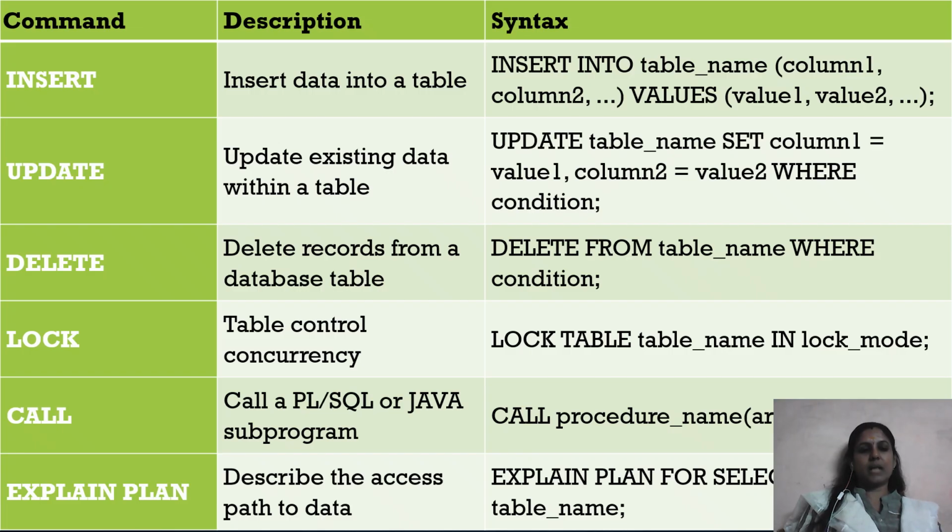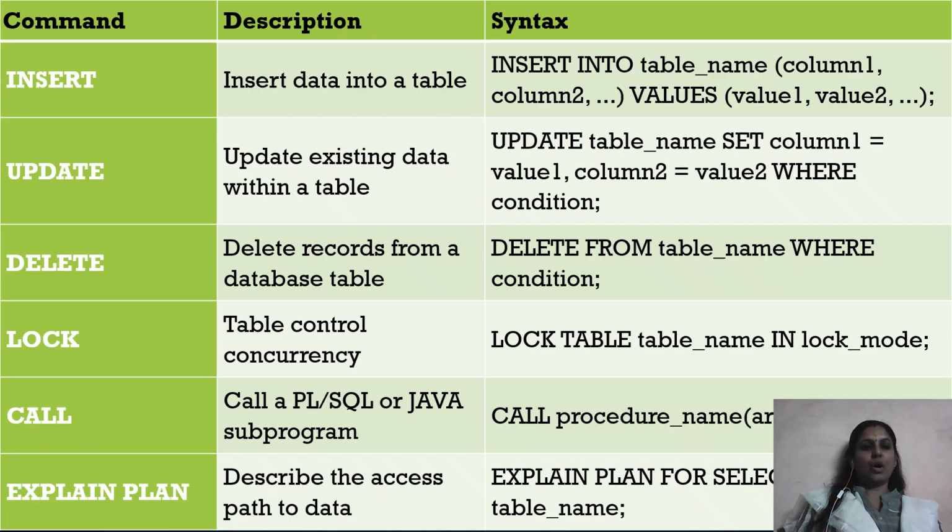The next one is update. Update existing data within a table. The syntax is update table name set column name equal to value, column 2 equal to value 2, where we have to mention the condition. The next one is delete. Delete records from a database table. The syntax is delete from table name where condition.